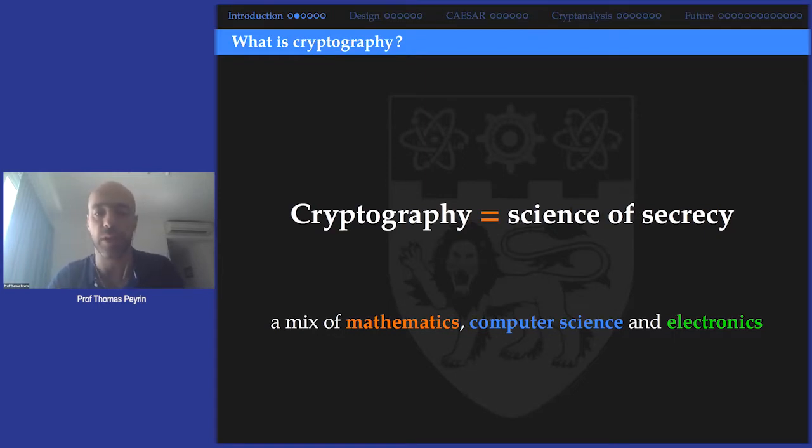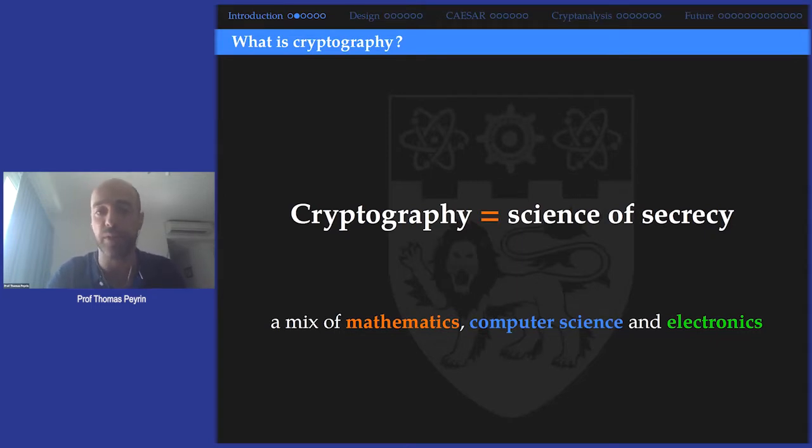What I really like in cryptography is that it's a mix of different research domains. Of course, the main one is mathematics, because we use mathematics to have special kinds of structures that will allow us to design all these ciphers and also to analyze them. Okay, so it provides all the tools that we need to actually design and break the ciphers.